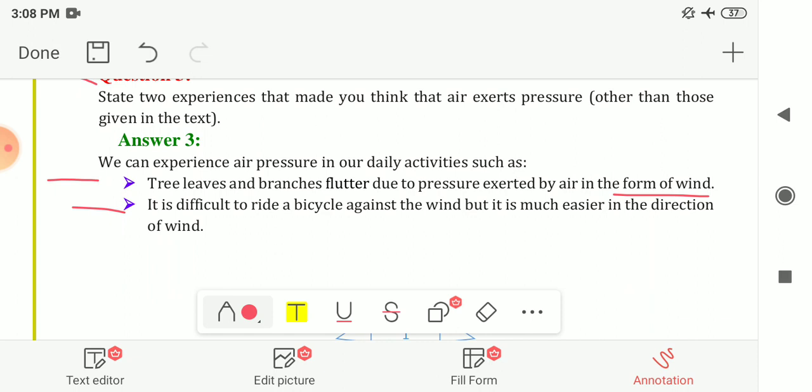Other than that, you can also write that we can drink cold drinks with a straw. When air is sucked from the straw, the pressure in the straw decreases, so the cold drink rises up from the bottle. Next you can write that a hollow glass tube is half immersed in water. The upper open end of the tube is pressed by the thumb and it is taken out, yet water does not fall down. That is also an example by which we can say that air exerts pressure.